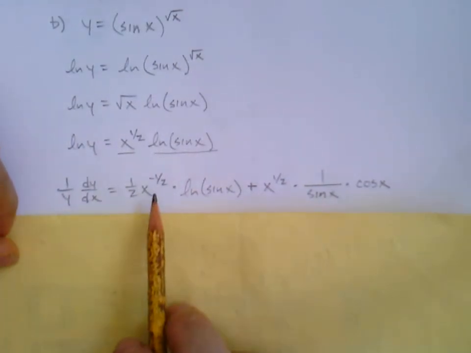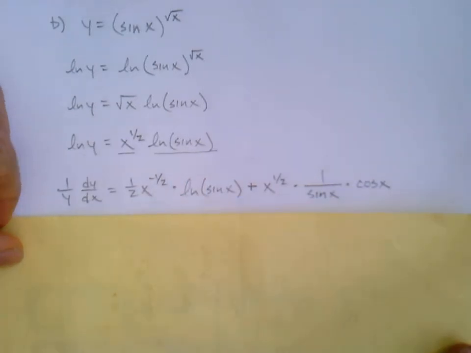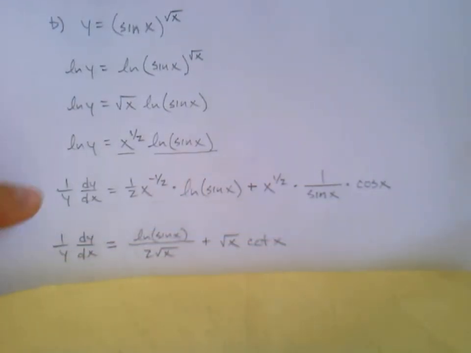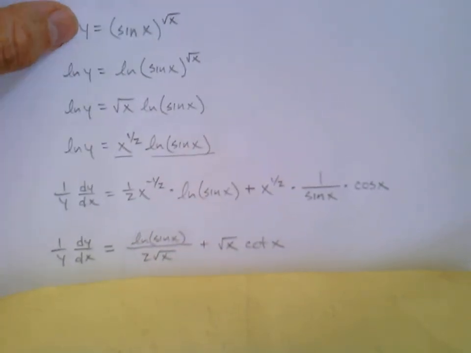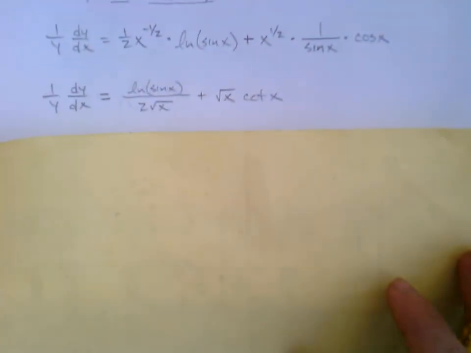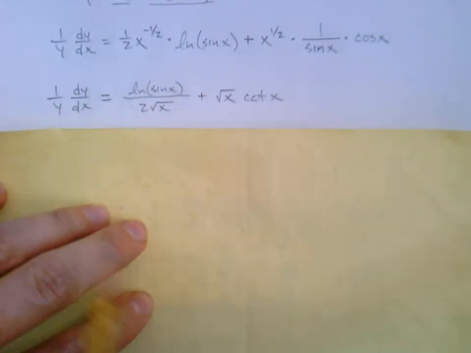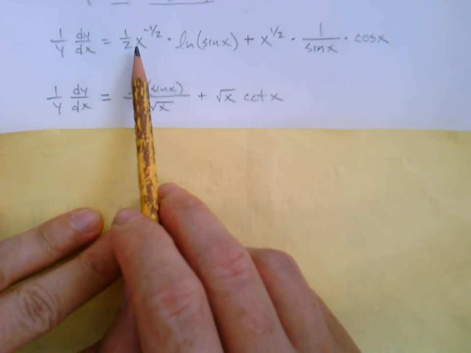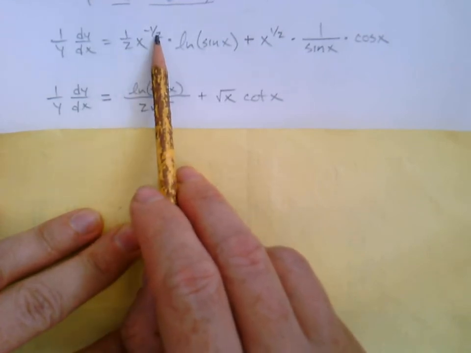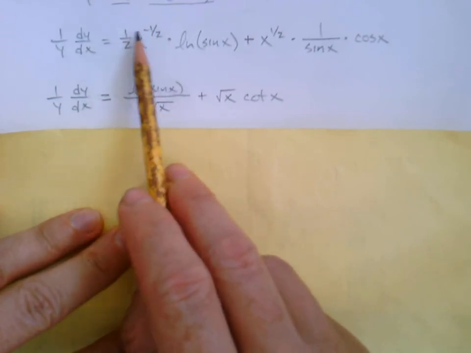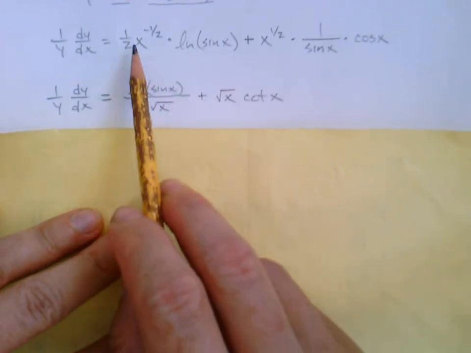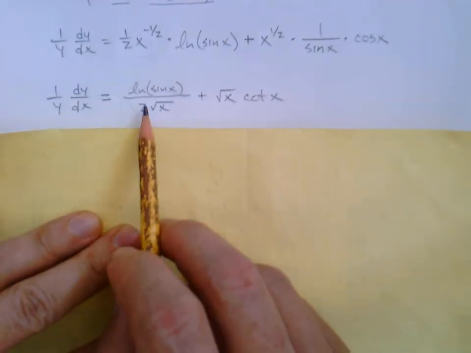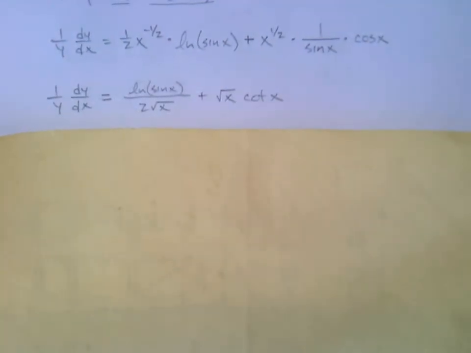And now at this point, I'm going to clean up the right side a little bit. It's a bit of a mess to me, so I'm just going to keep that left side the same and do this right here. So I've got 1 over y dy over dx. This part, 1 over 2 x to the negative 1/2, I'm going to tuck that underneath the natural log of sine x. So that goes to the numerator. These go to the denominator as 2 square root x.